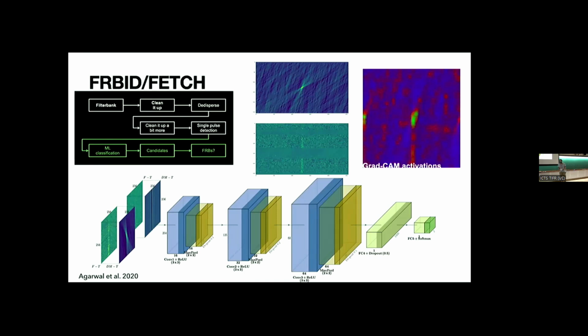So what it will output in the end, if it's a trained network, is a probability of something being an RFI candidate and something being an FRB or something astrophysical.